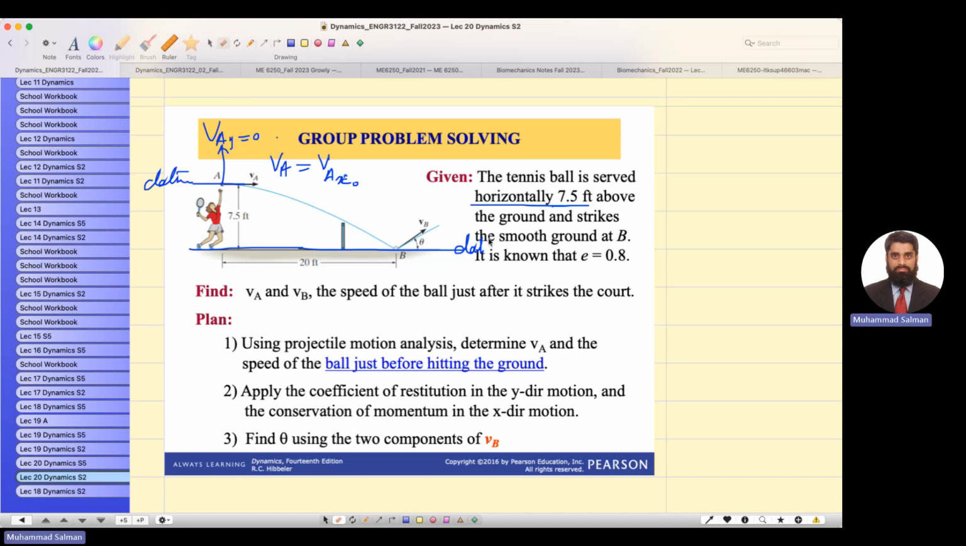So can you take this one as the datum line? Then what it is saying is it strikes at point B with a certain initial velocity. Okay, guys, it is asking you, can you find out VB after the impact? And VA, can you find it out?